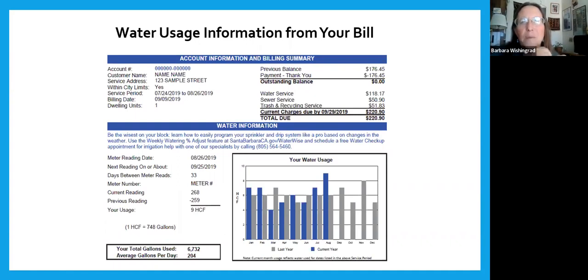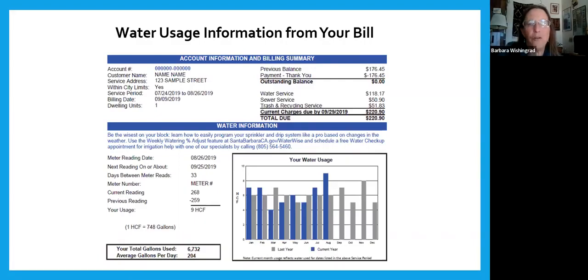And usually when I ask people how much water they use, they give me a number of what they pay. But what you pay, because you also have sewer and trash and recycling on this bill, it's not all related to water. And so if you look on the second section, the lower section that says water information, that's when you're going to get the reading.